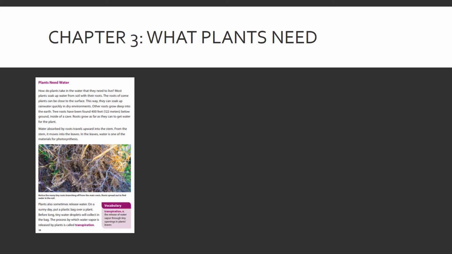Water absorbed by roots travels upwards into the stem. From the stem, it moves into the leaves. In the leaves, water is one of the materials for photosynthesis. So looking at this picture, you're going to notice that many of the tiny roots are branching off from the main root, and the roots are spreading out to find water in the soil.